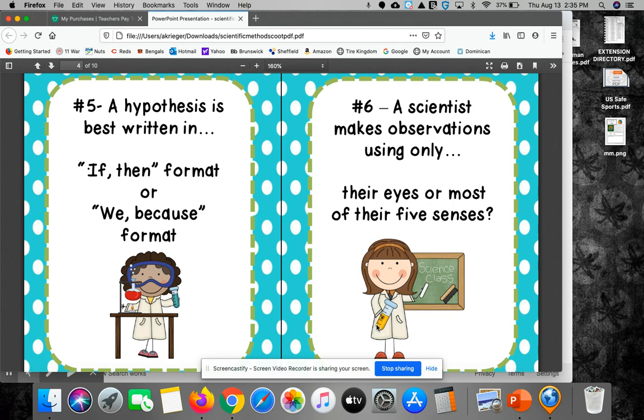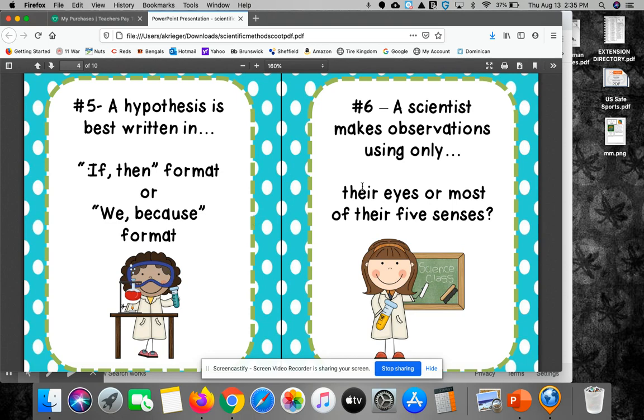Number 5, when you write your own hypothesis, is it more acceptable to begin with the word if, then in the middle have the word then? Or do we start with the word we and then have a because? When you write a hypothesis, it's a prediction of what you think will happen and why. The correct answer is the first one. We want to begin with the word if, then, and then because at the end. So it's the first answer.